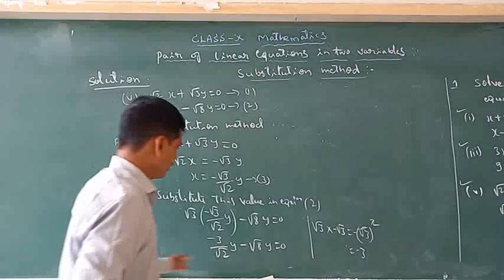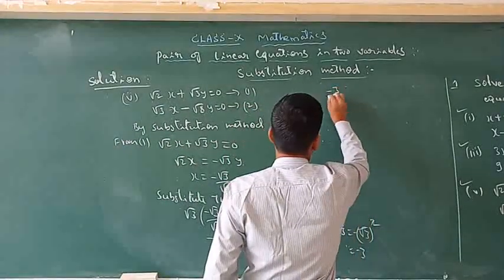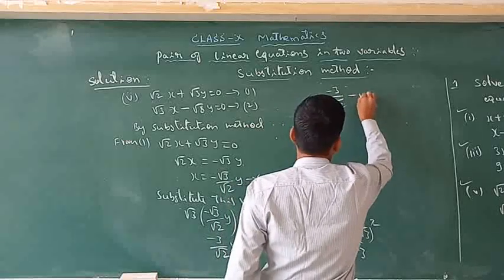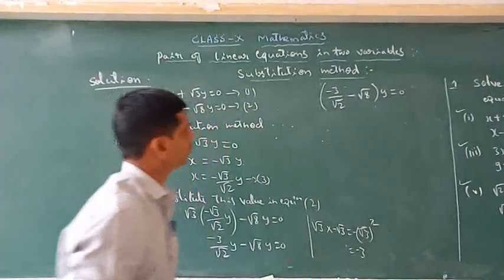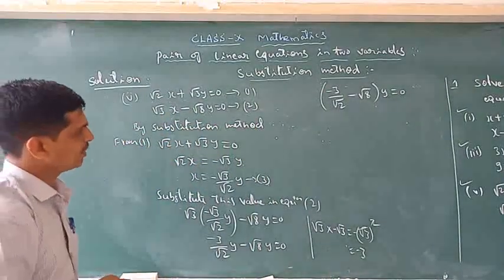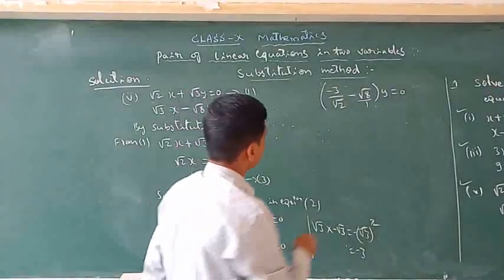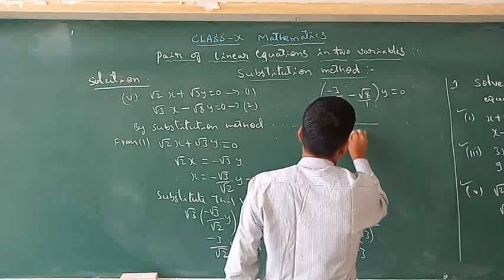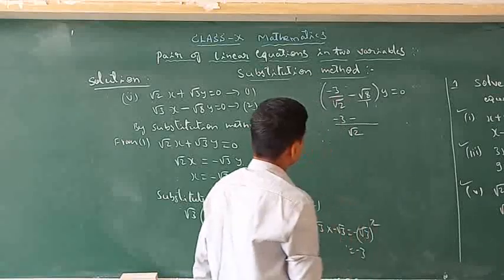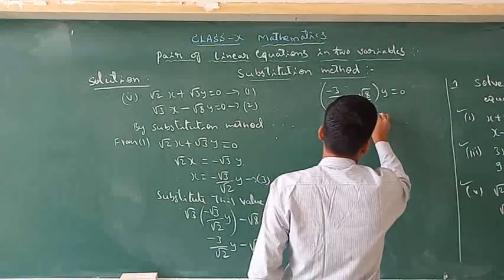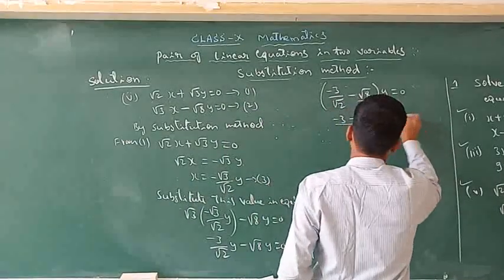Now take the common factor here. What is the common factor? y. So minus 3 by root 2 minus root 8, into y is equal to 0. On simplification you will get another equation. Consider there is no other variable. Here root 2 is the LCM, so minus 3 minus root 8 into root 2, divided by root 2, into y is equal to 0.